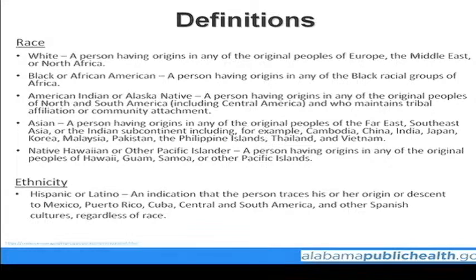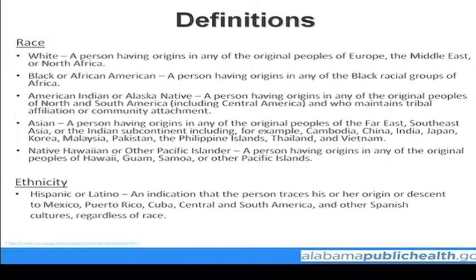Asian is defined as a person having origins in many of the original peoples of the Far East, Southeast Asia, and the Indian subcontinent, including Cambodia, China, India, Japan, Korea, Malaysia, Pakistan, the Philippine Islands, Thailand, and Vietnam. Native Hawaiian or other Pacific Islander is defined as a person having origins in any of the original peoples of Hawaii, Guam, Samoa, and other Pacific Islands.